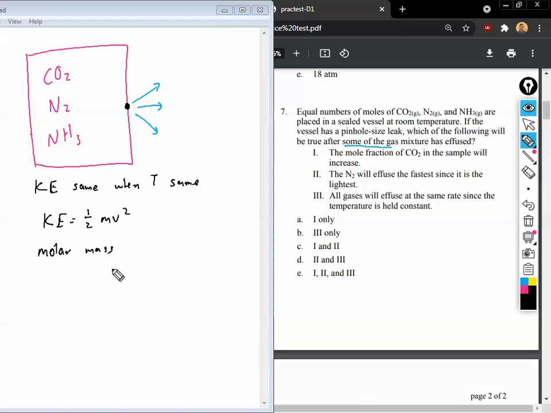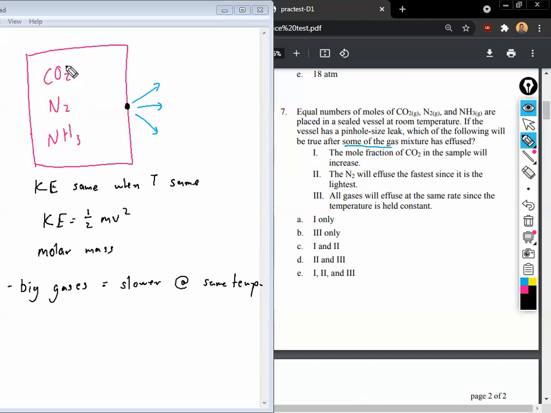So if we have a big gas, it has to move slower in order to be at the same temperature. Remember that example with the big car and the truck? If you have a gas that's the size of a truck, in order to have the same kinetic energy, it has to move slower. So big gases move slower when they're at the same temperature as other gases.